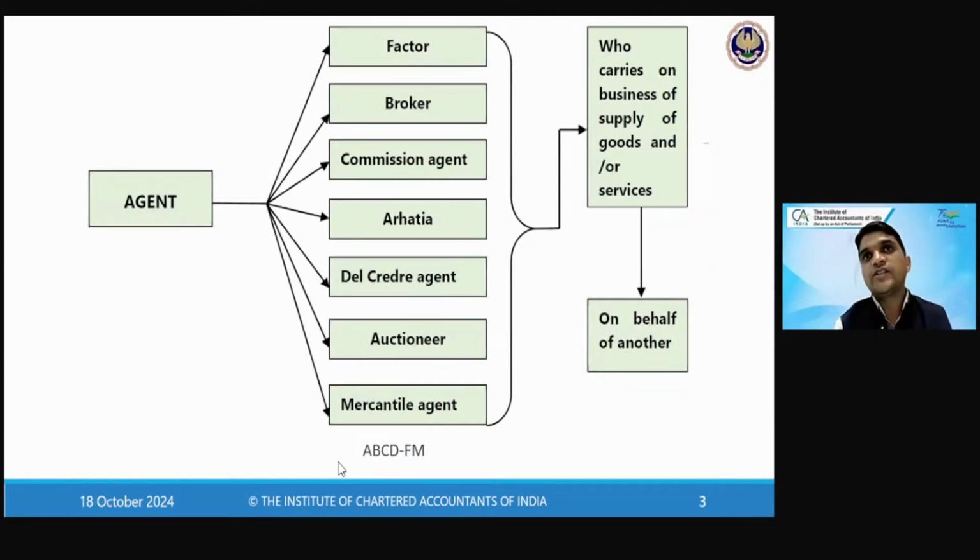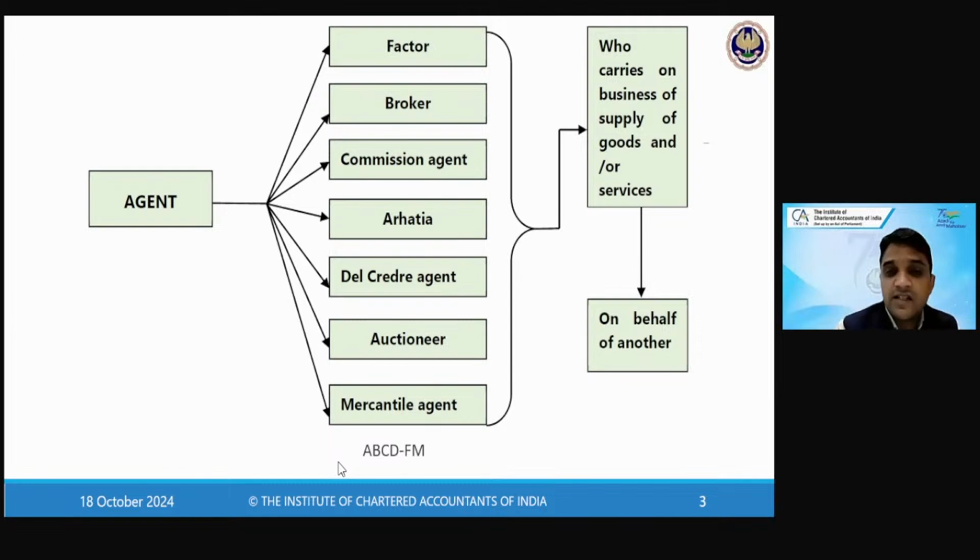Now, before getting into valuation, we know that when value has to apply, we have to go through the important definitions. The first definition is agent. Who is an agent? The word is generally used, but many trades use the words differently. It could be a factor, broker, commission agent, arhatiya, del credere agent, auctioneer, or mercantile agent. To make an acronym for this, to understand it, it is ABCDFM. Okay, A for Arhatiya, B for broker, C for commission agent, D for del credere, A also for auctioneer, F for factor, and M for mercantile agent.